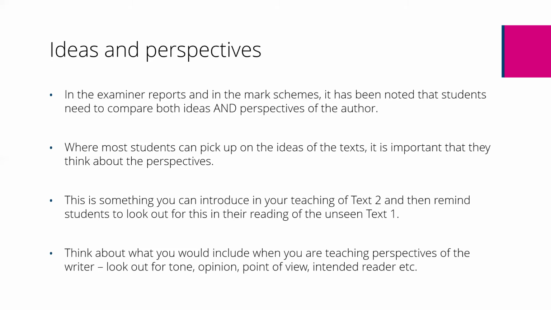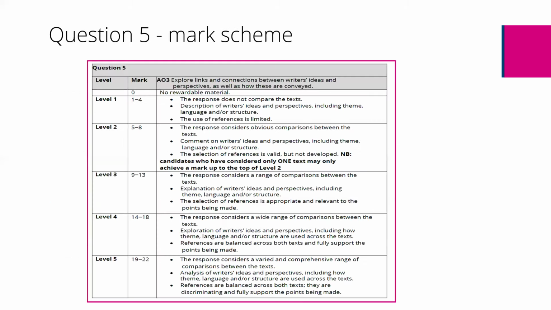So moving on to the indicative mark scheme here for this question 5. Remember, this is a high tariff question. There are 22 marks available for this AO3 comparison question. We're looking at 3 bullet points about links and connections. So the first bullet point here is about the comparison. The second bullet point is about the ideas and perspectives. And the third bullet point is about the references.